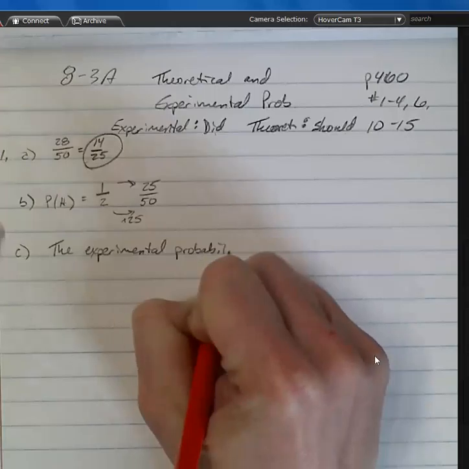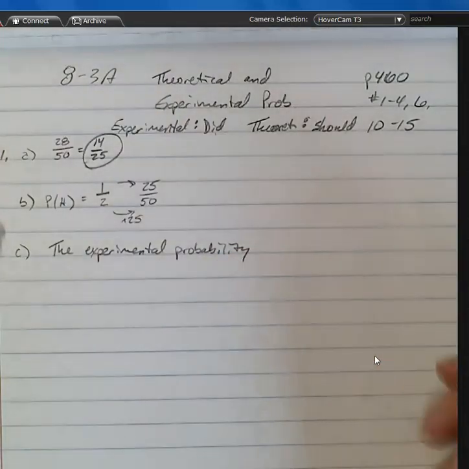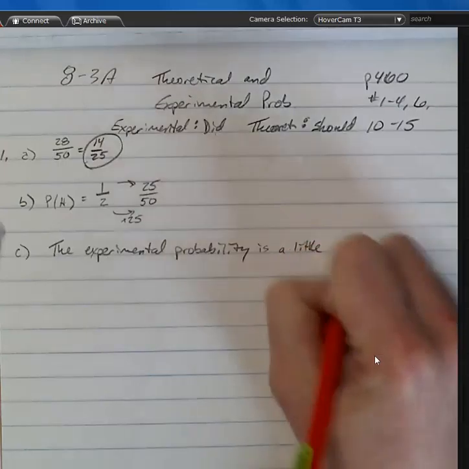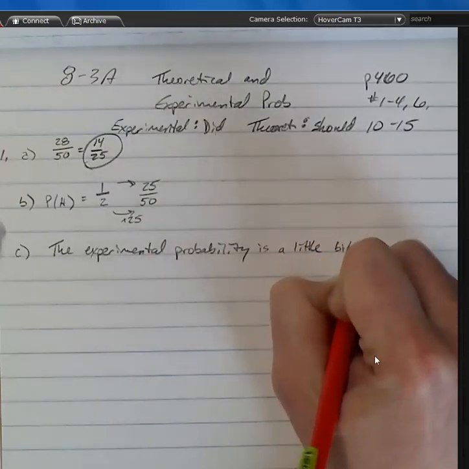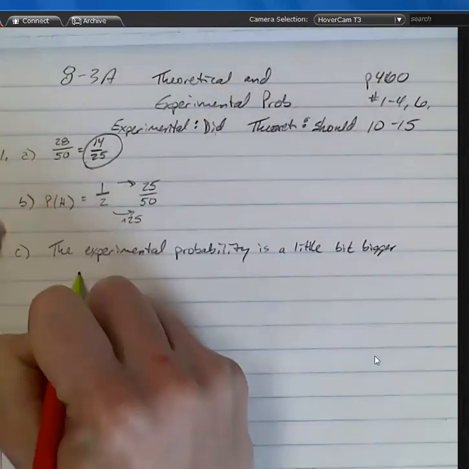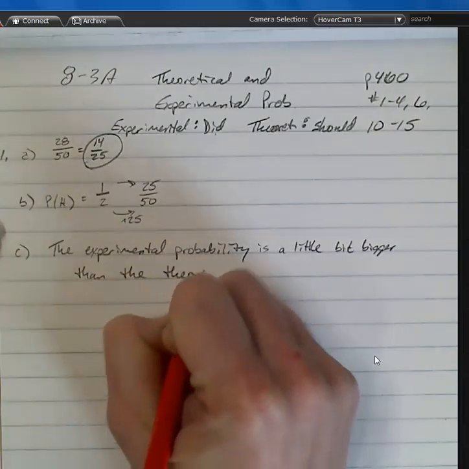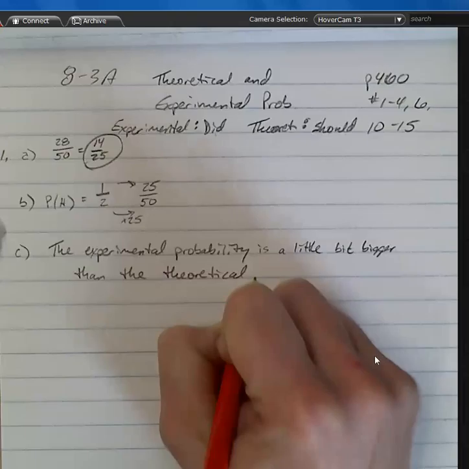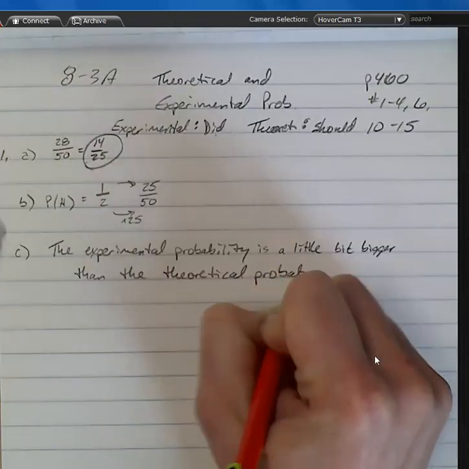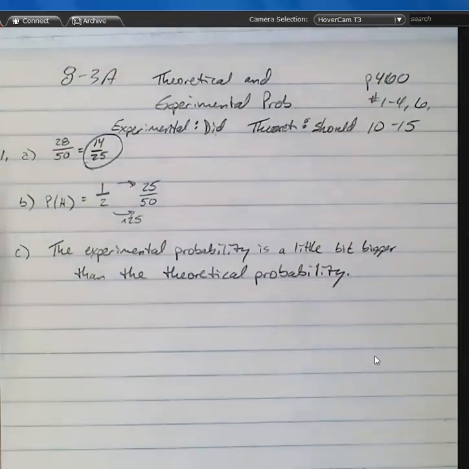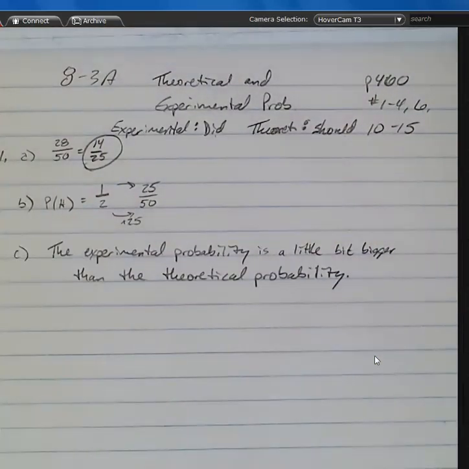bigger. Is it a lot bigger or a little bit bigger? A little bit bigger than the theoretical probability. Period. You'll notice I started with a capital letter and ended with a punctuation mark because I'm writing a sentence.